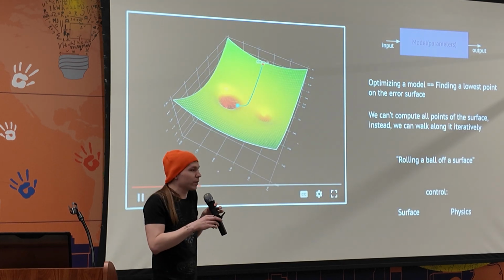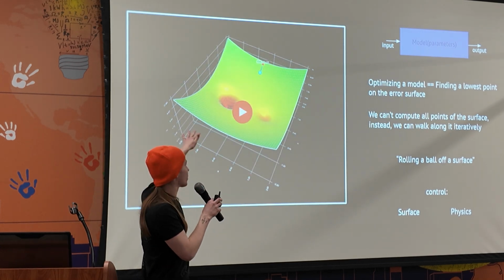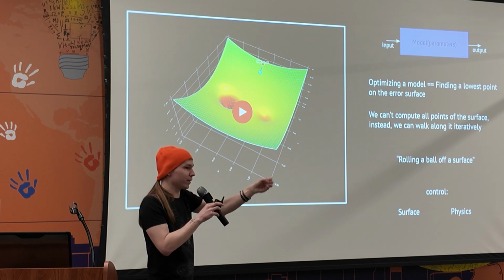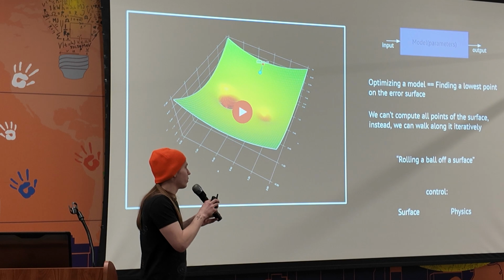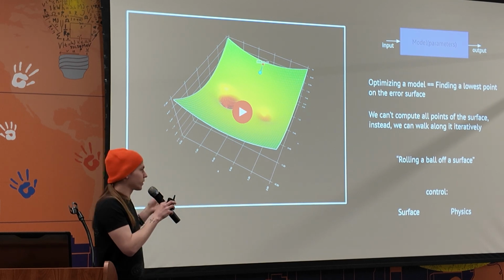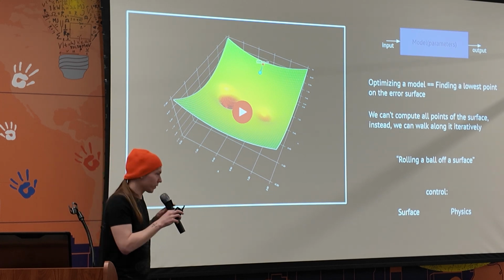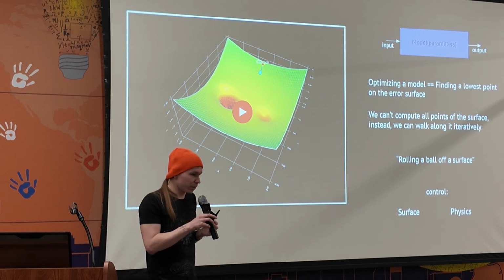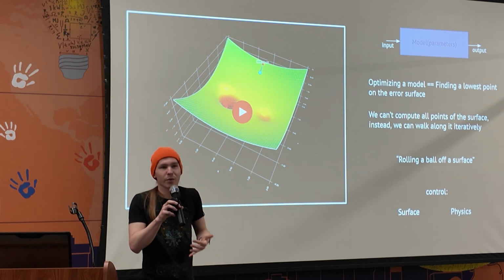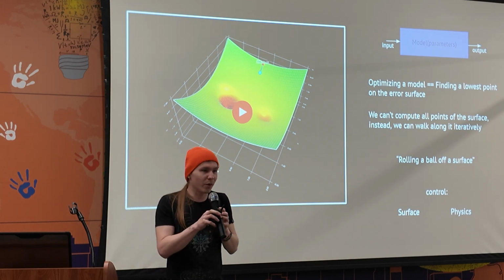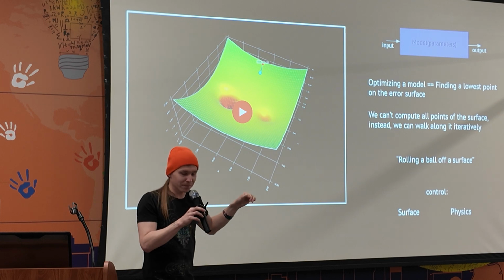The thing is that, in terms of memory and computational power, we can't compute all the points of our surface and just understand which is the lowest one. So we want to walk along the surface by iterations. It looks like rolling a ball off a surface. So what can we control here? We can control the surface, by changing the training data and the hyperparameters of our model, and we can control the physics of how the ball rolls on the surface.